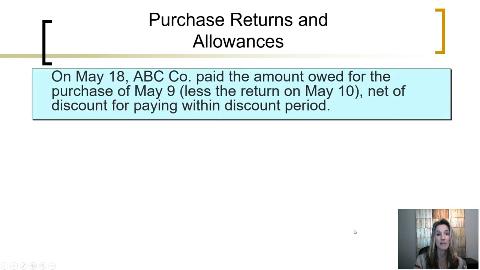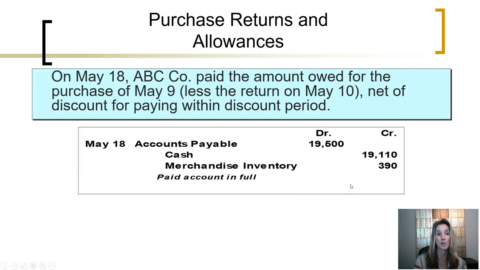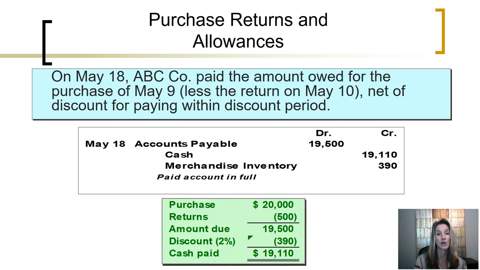So finally, on May 18th, ABC paid the amount owed for that purchase, less the return of some of the inventory the next day. Because they paid within the 10-day discount period, they are going to take the discount off of what they now owe.